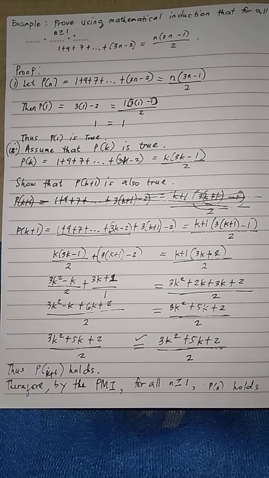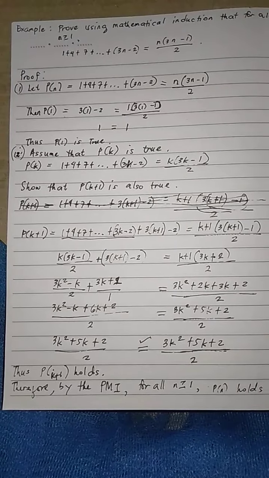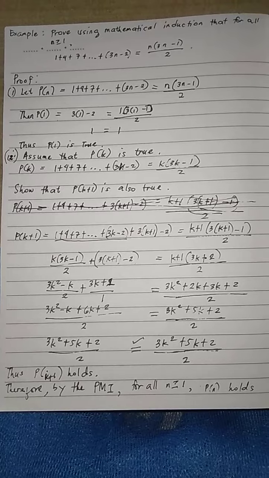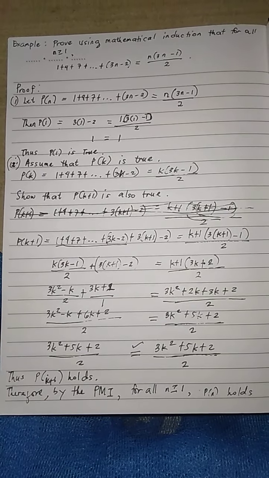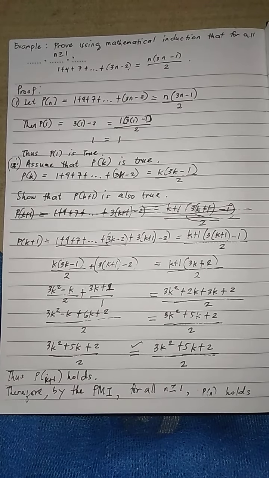Now let's go to the second step. Assume that P of k is true. So we have there P of k is equal to 1 plus 4 plus 7 and so on until 3k minus 2, is equal to k times 3k minus 1 over 2.